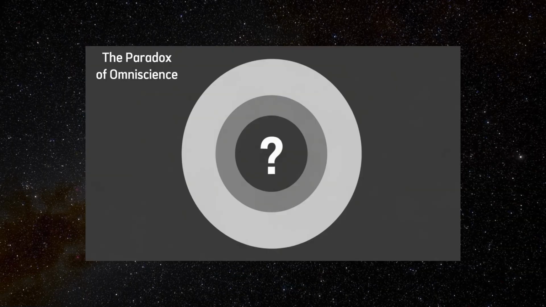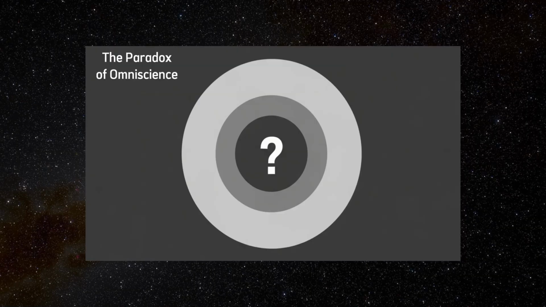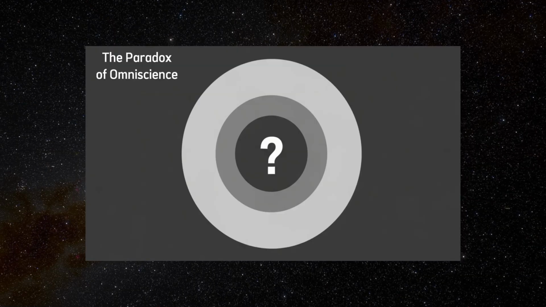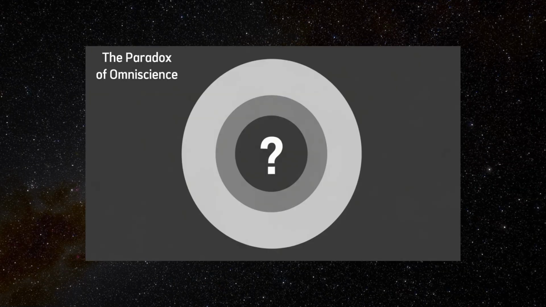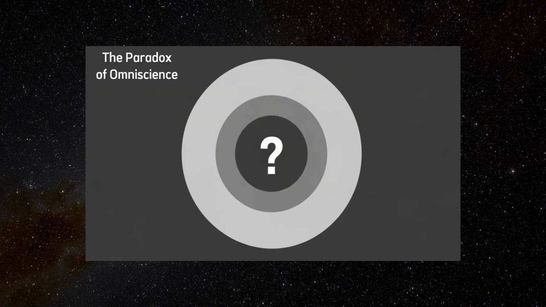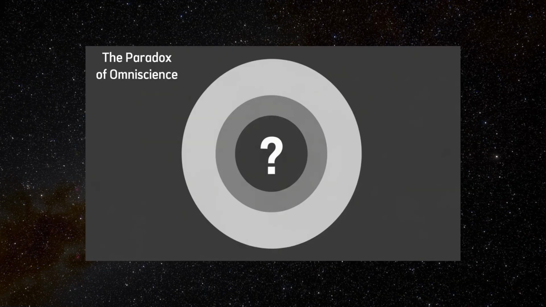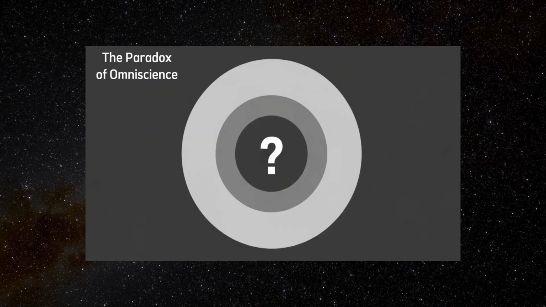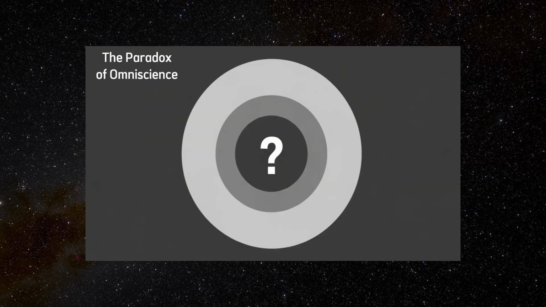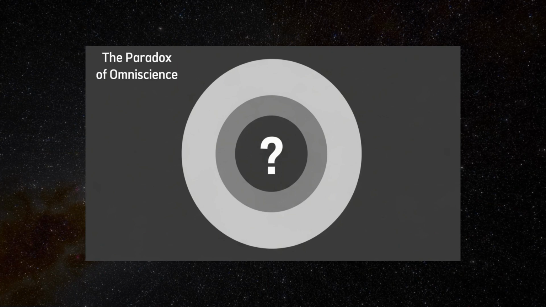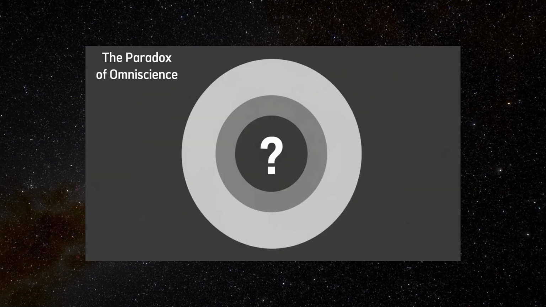Another version involves the limits of what can be known. Are there unknowable truths? For example, some truths in mathematics, as shown by Gödel's incompleteness theorems, cannot be proven within a formal system. If omniscience includes only what is logically knowable, then perhaps it's not as all-encompassing as the concept implies. But if omniscience includes knowing the unknowable, the idea seems self-contradictory.